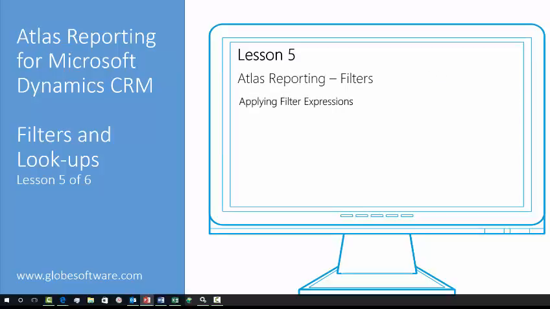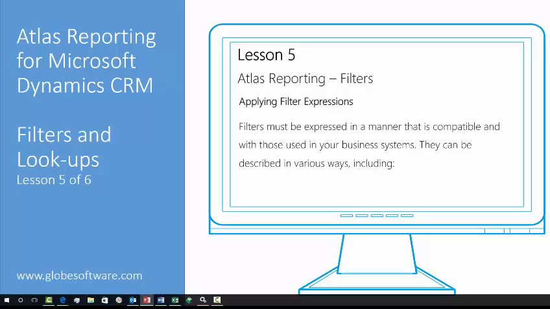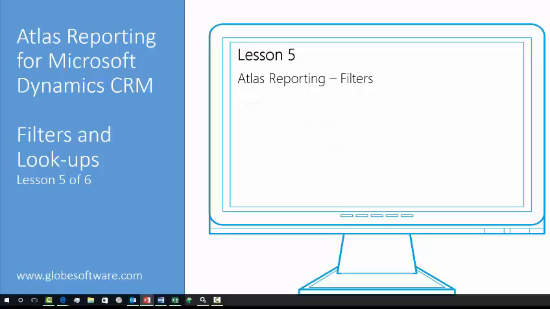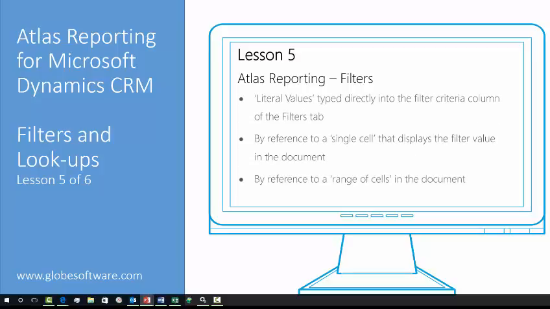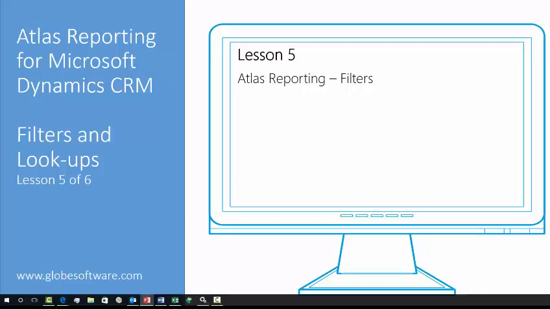Filters must be expressed in a manner that is compatible with those used in your business systems. They can be described in various ways, including literal values typed directly into the filter criteria column of the Filters tab, by reference to a single cell that displays the filter value in the document, by reference to a range of cells in the document, or by reference to a named range, a table lookup, or document custom properties.